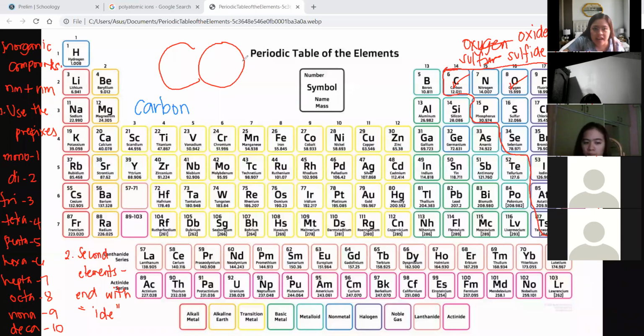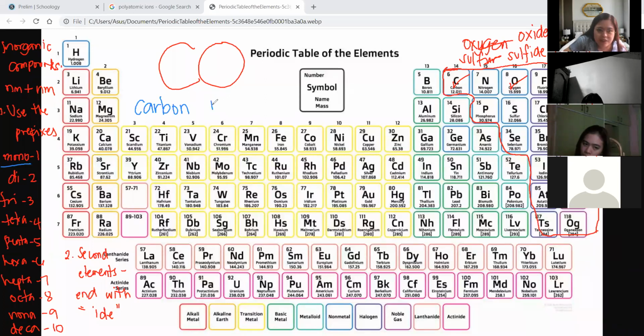Pero ang sunod niya nga element, bisag isa lang na siya kabuok, ginagamitan na nato siya og prefix. So unsay prefix kung isa lang kabuok? Unsay prefix? Mono. So isulat nato siya diri mono. And then, what is again O? Di ba? O is oxygen, pero second element man na siya, so mag-end dapat siya sa IDE. So this will be known as oxide. Pero dili siya monooxide ha, idiretso na nato siya. Monoxide. So dili na siya double O. So we call this one as carbon monoxide.